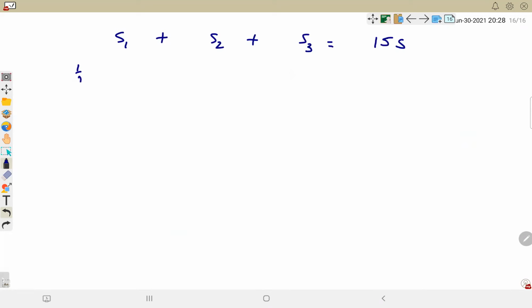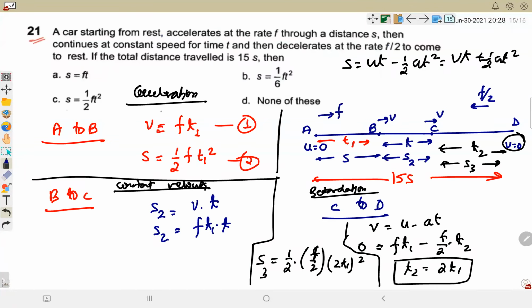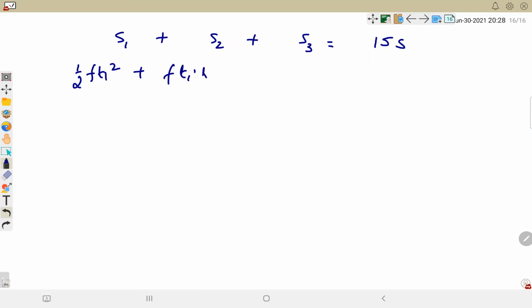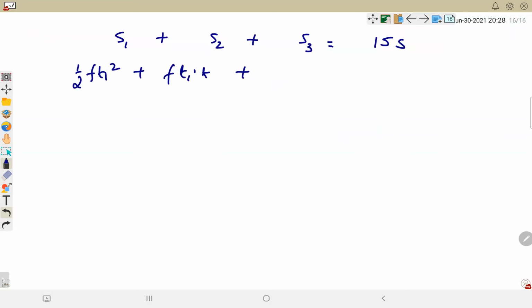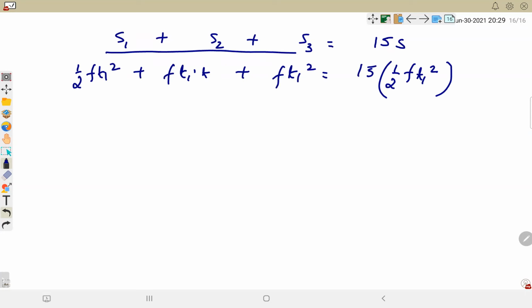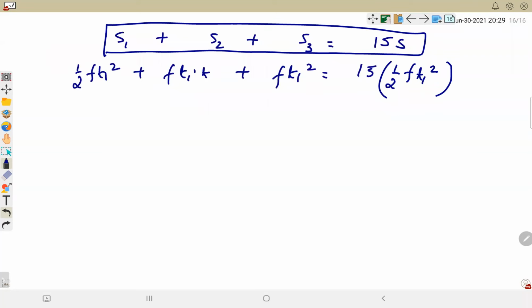Half f T1 square plus f T1 into t plus S3, how much is that? f T1 square again, that is 1 by 4 and 4 cancel, equal to 15 times S, and S we can write as half f T1 square. We used this relation that the total distance of the journey is 15 times S. Put the values of S1, S2 and S3 and then solve.